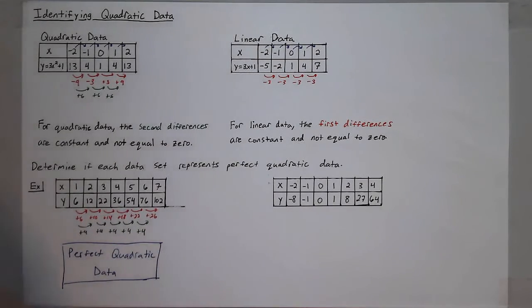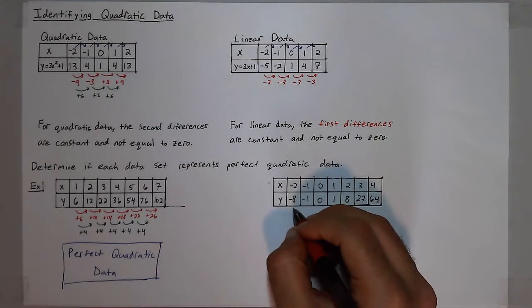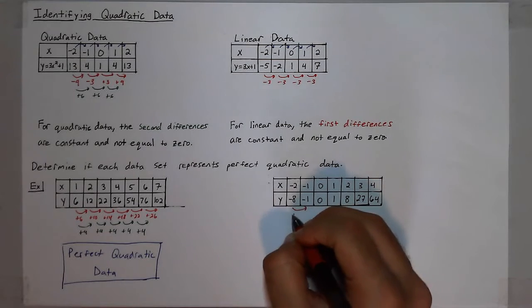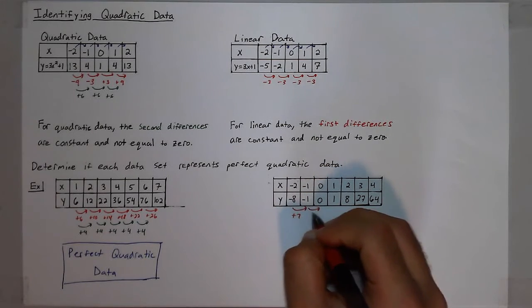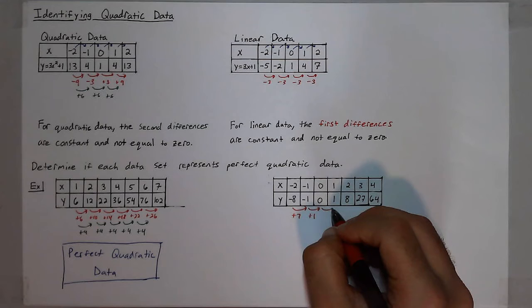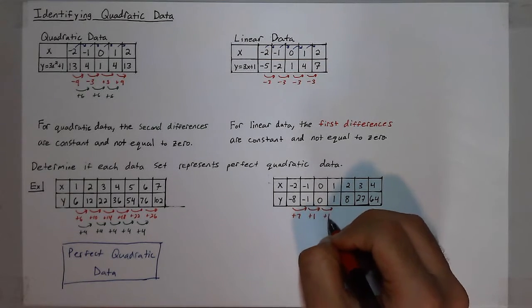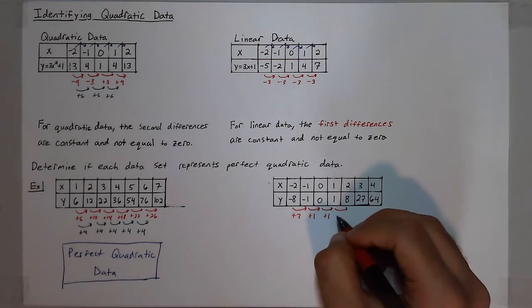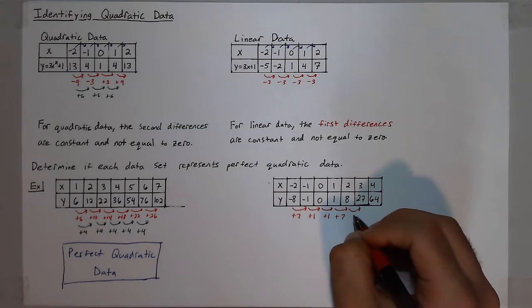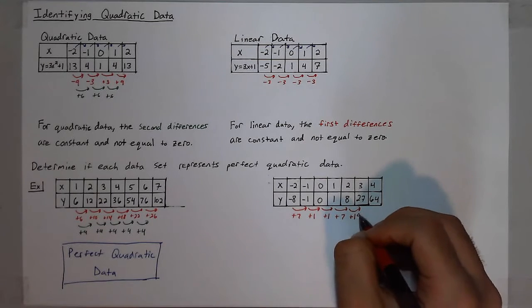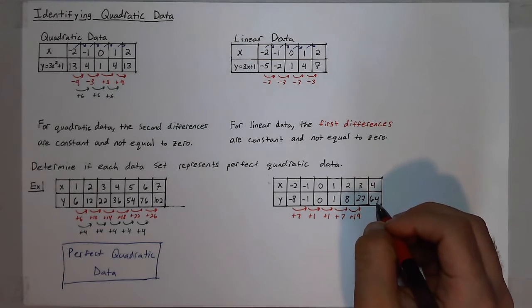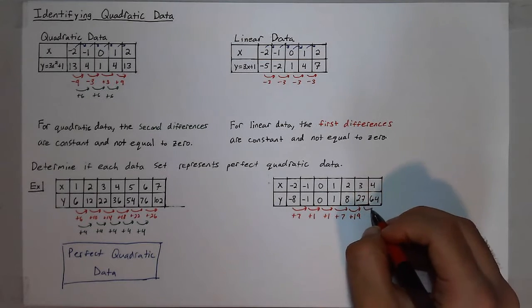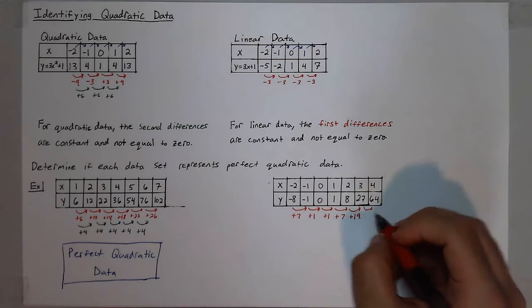And let's try out the next example. Here we have from negative 18 to negative 1, it goes up 17. From negative 1 to 0, it goes up 1. From 0 to 1, it goes up 1. From 1 to 8, it goes up 7. 8 to 27 would be up 19. And then 27 to 64 would be up, so make sure I don't get this math wrong, 37.